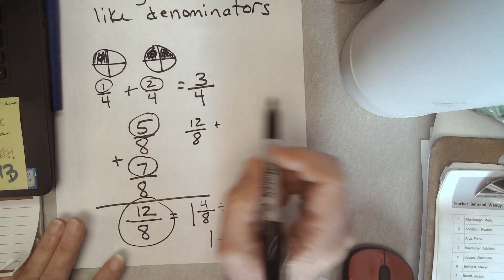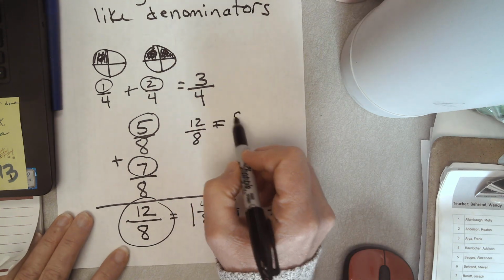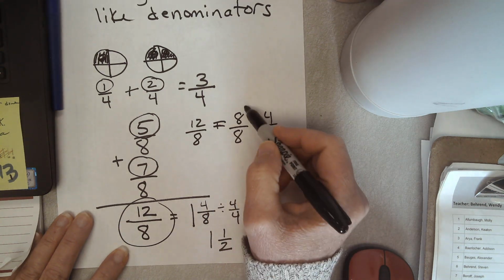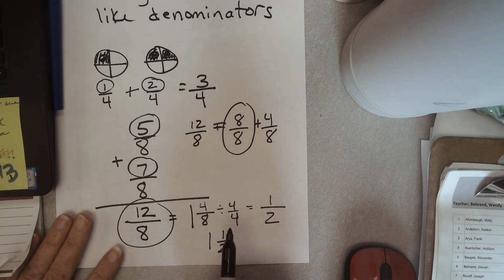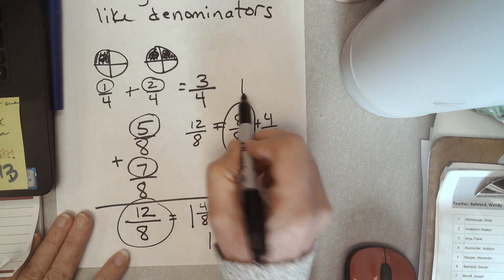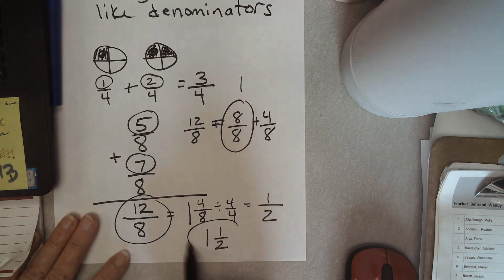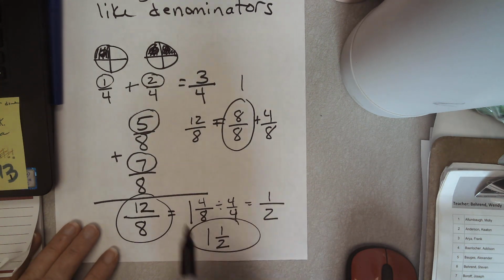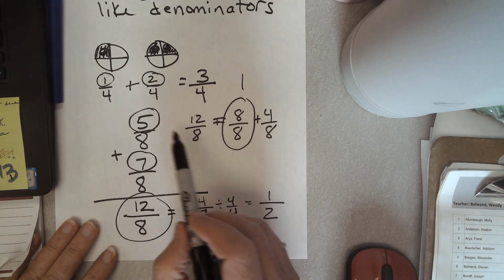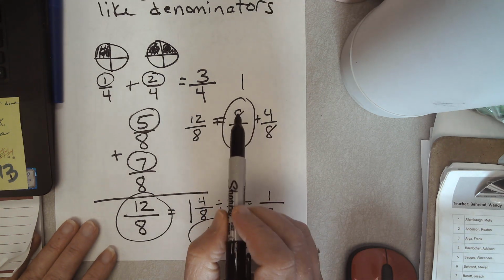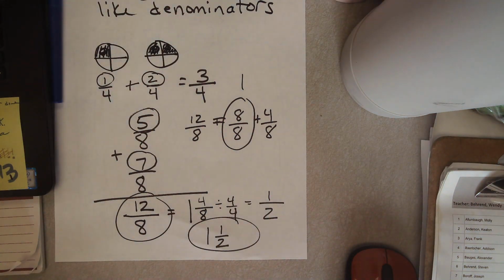I can break that down into 8/8 plus 4/8. Anytime I have number over itself, what does that equal? 1. And 1 and 4/8, and so I simplify that to 1 and a half. Okay, so when I have that numerator is larger, I can pull out a 1, and I have 8/8. So that's what we were working on last week. On page 259, we were working on that.